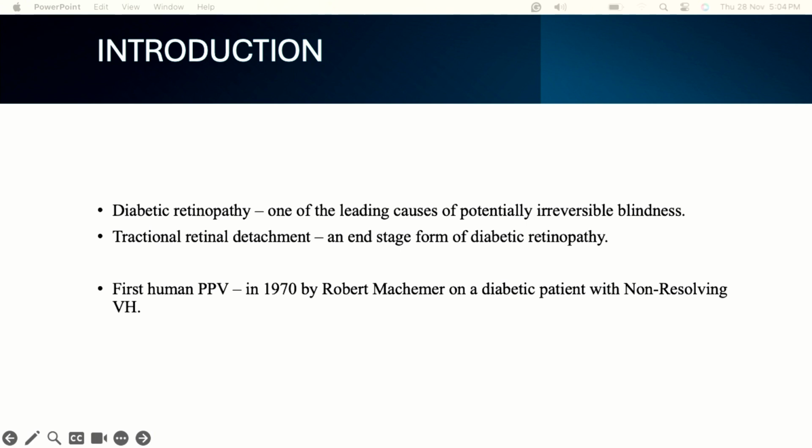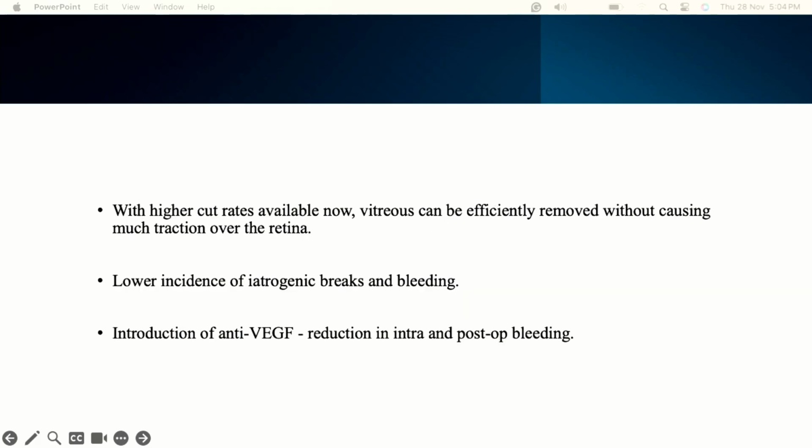The first human pars plana vitrectomy was performed by Robert Machemer in 1970. It was on a diabetic patient with a non-resolving vitreous hemorrhage. Since then, many advancements have taken place in the field of vitreoretinal surgery. With higher cut rates which are available now, vitreous can be efficiently removed without causing much traction on the retina. There is a lower incidence of breaks and bleeding. And with the introduction of anti-VEGF, there is a reduction in the intra-op and also the post-op bleeding. So there has been an increase in the indications for the VR surgery in proliferative diabetic retinopathy.